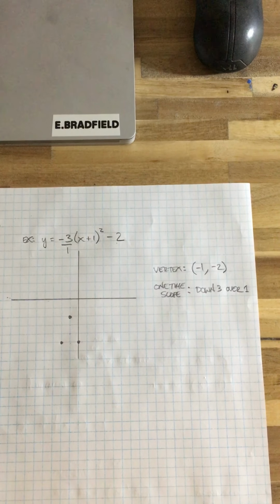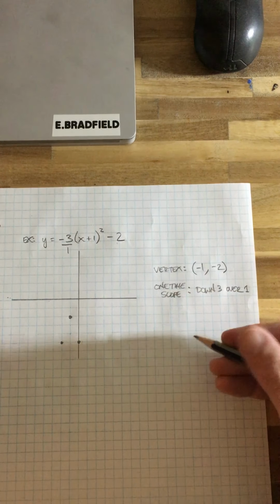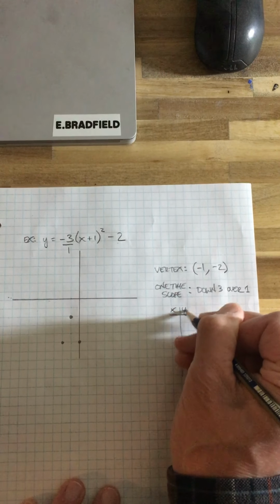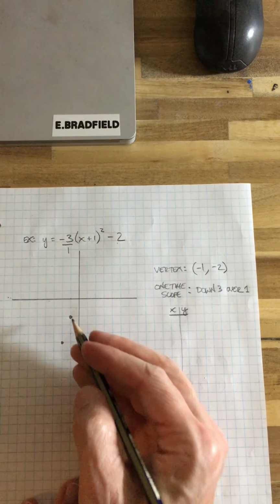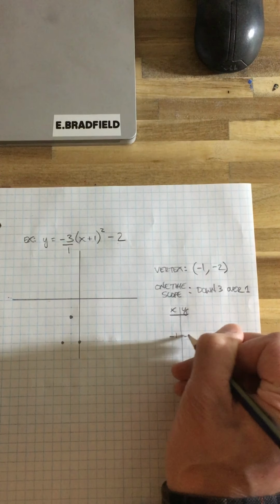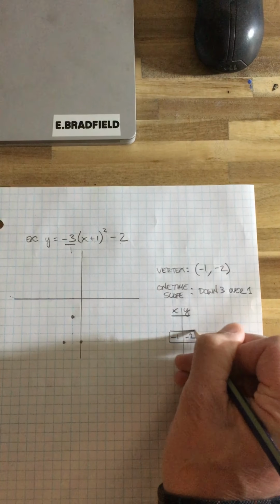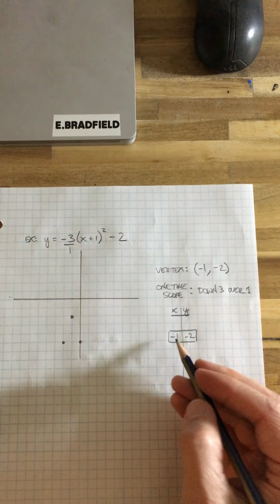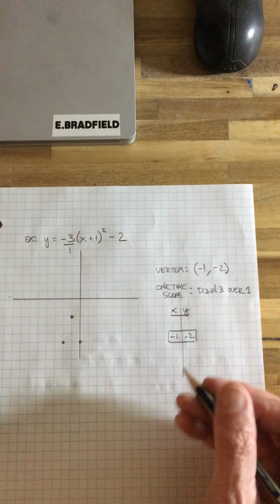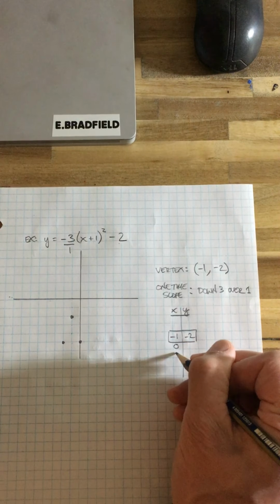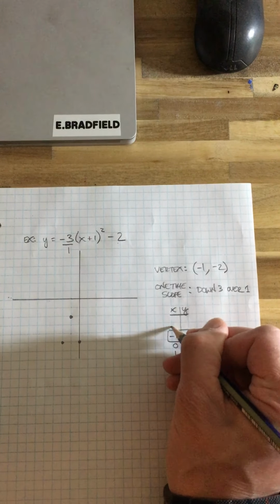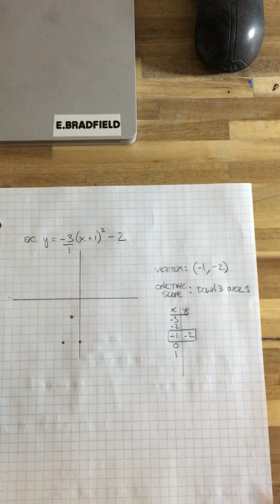Now I'm going to make a t-chart really quick. x and y. I'm going to put my vertex right in the middle. That was -1, -2, right? So -1, -2, put a little box around it. Now from -1, count up. What's the next number up? That's right, it's 0, and then it's 1. Then count backwards. What's lower than -1? That's -2, and then -3.